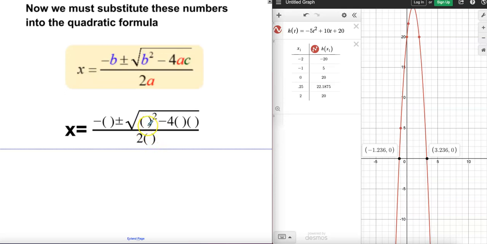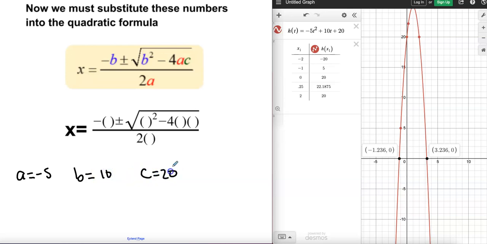So now, what I would like for us to do is take those values and substitute them into this equation here. If you remember, your a was negative 5, your b was positive 10, and your c was a positive 20. So in this equation, I know that positive 10 is going to go here, and positive 10 is going to go here, and those are the places where I'm putting my b.